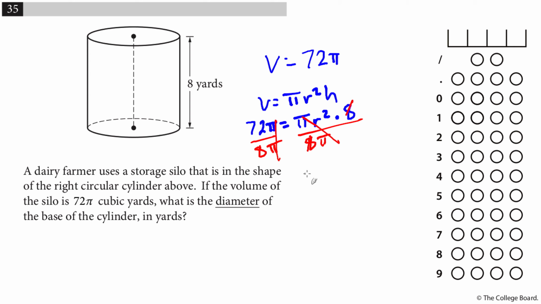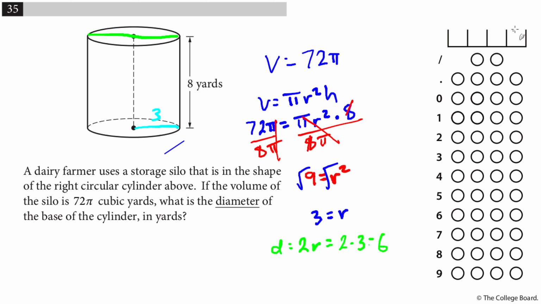72 divided by 8 gives me 9. So 9 is r squared. To get rid of the squared, I take a little square root. The square root of 9 is 3. Algebraically, r could be plus or minus 3. But since we are talking about a solid and measurements and lengths, I take the positive 3. Finally, what we found is this length here is 3. But we want to find the whole length across, which will be twice as long. So the diameter is going to be 2 times the radius. 2 times 3 gives me 6.